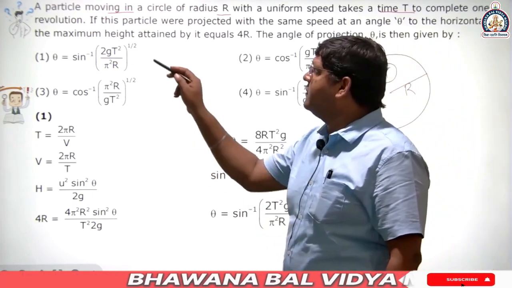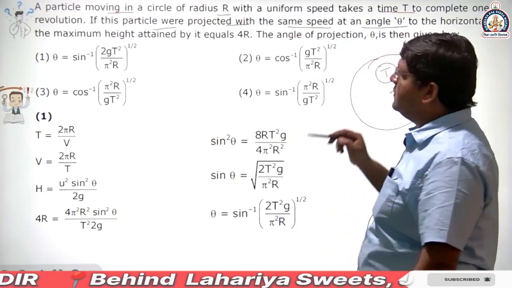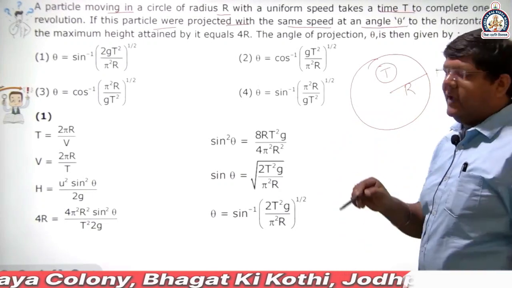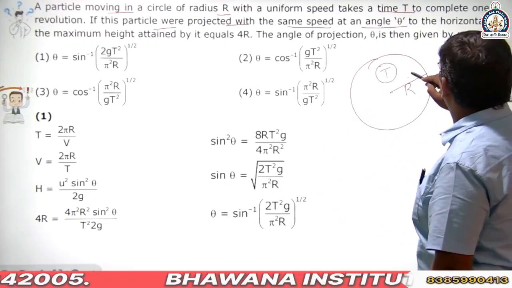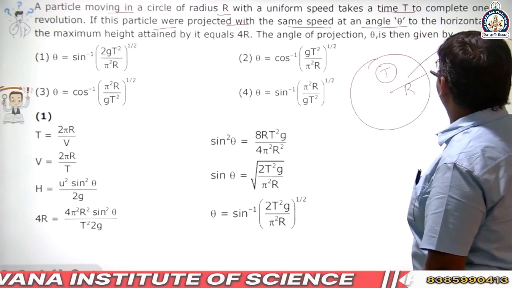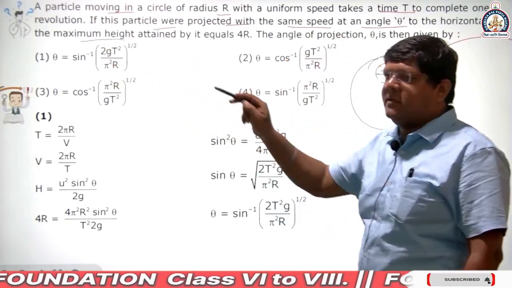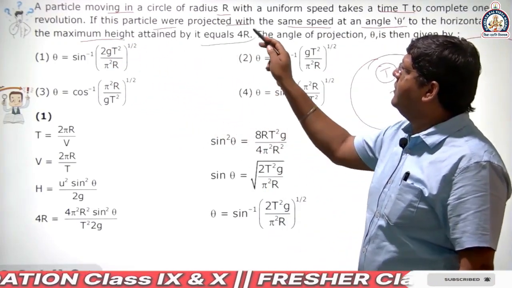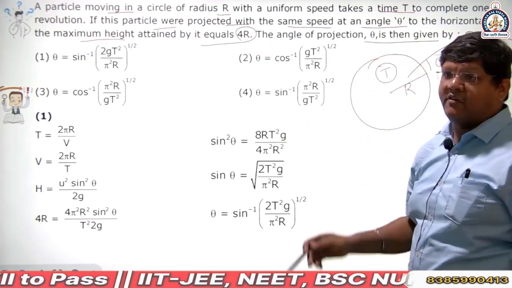Now the question says if this particle were projected with the same speed at an angle theta. Firstly, the particle is revolving in a circular path and it gains some velocity. Now if this particle is thrown with the same velocity at an angle theta with respect to horizontal, what will be the maximum height attained, equal to 4R? We have to calculate the angle of projection theta.